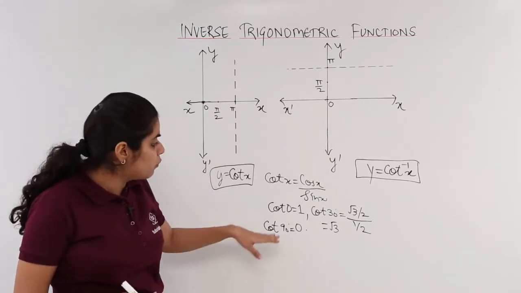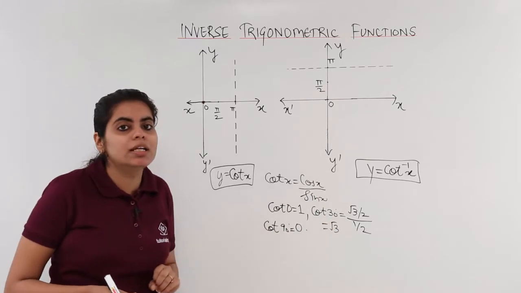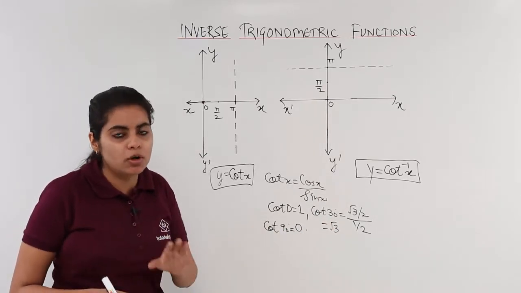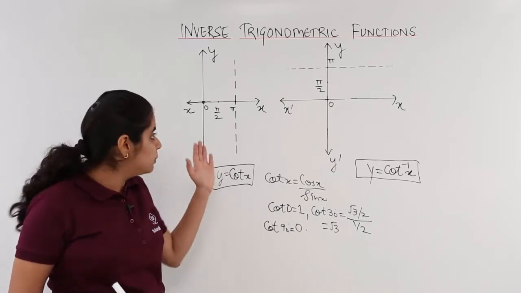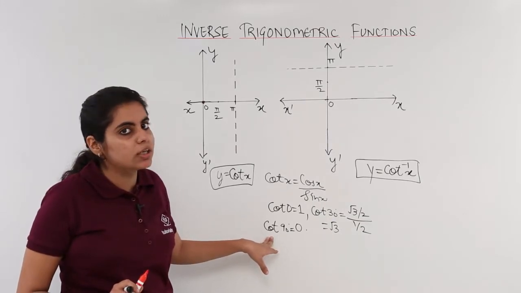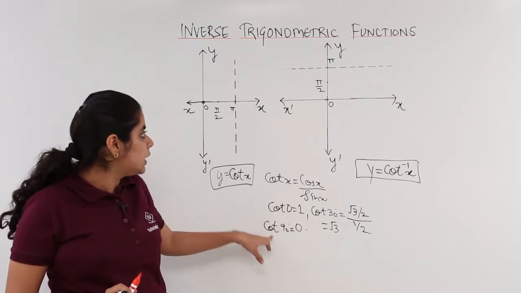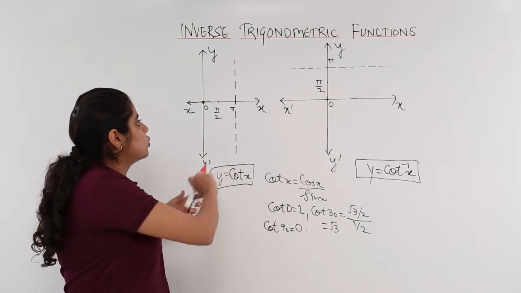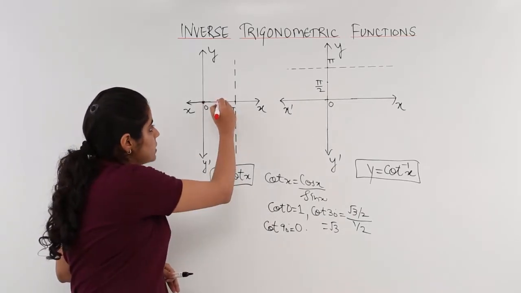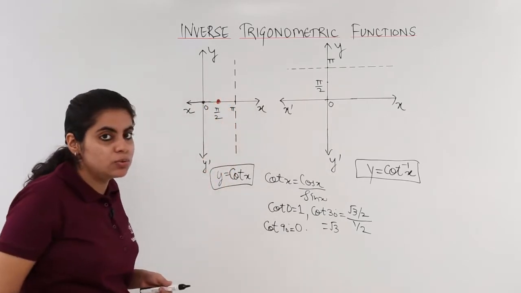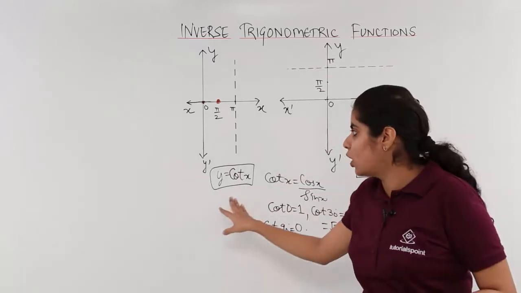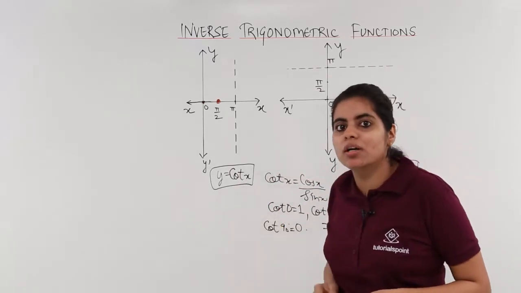Okay. What about cot 30? Cot 30 is root 3. Root 3 is 1.732 approximately. So, it is greater than 1. It will be above it again. Okay, fine. What about cot 90? Cot 90 is 0. So, 90 degrees will be 0. So, it will be on the axis. So, you understand that the values will help me draw the graph, and the graph of cot x will help me draw the graph of cot inverse x.